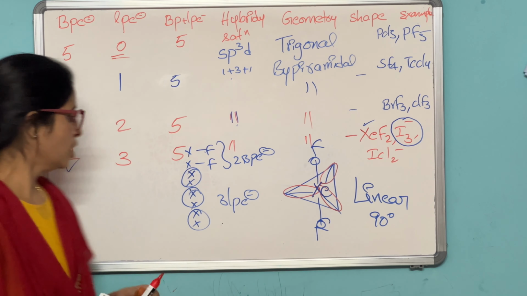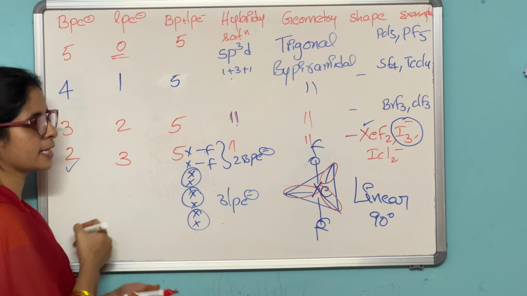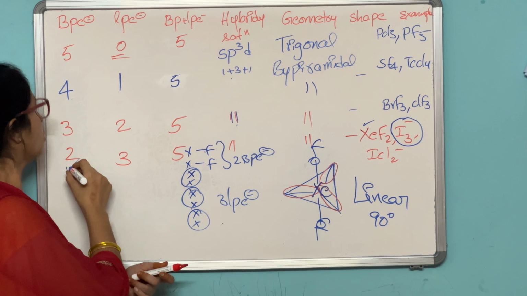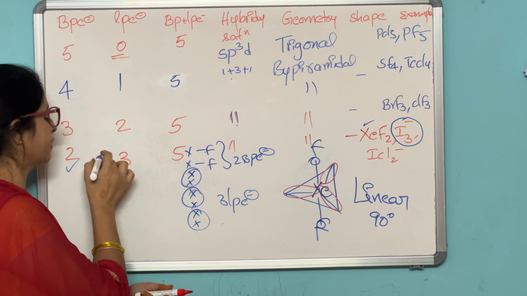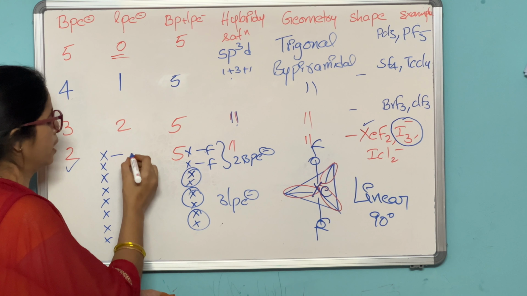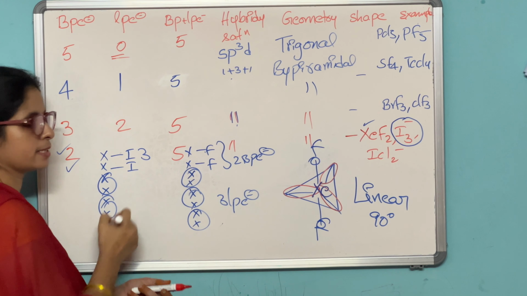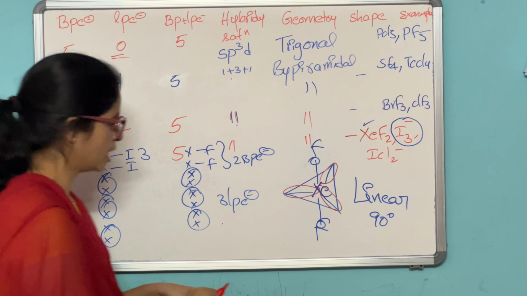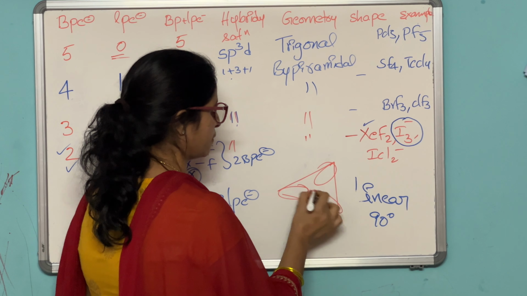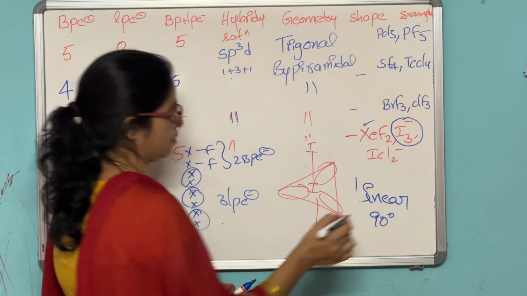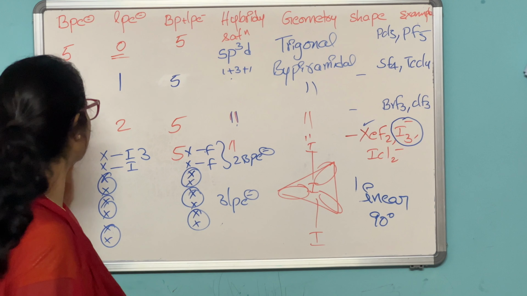Similarly for I3 minus. Three atoms are here. First calculate the bond pairs and lone pairs. Iodine belongs to the 7th group, a halogen, plus 1 for the negative charge. The remaining 2 iodines give 2 bond pairs, and there are 3 lone pairs. So altogether 5, sp3d hybridization. The central atom is iodine itself, and the 3 lone pairs occupy the equatorial positions. Linear shape, with trigonal bipyramidal geometry and sp3d hybridization.